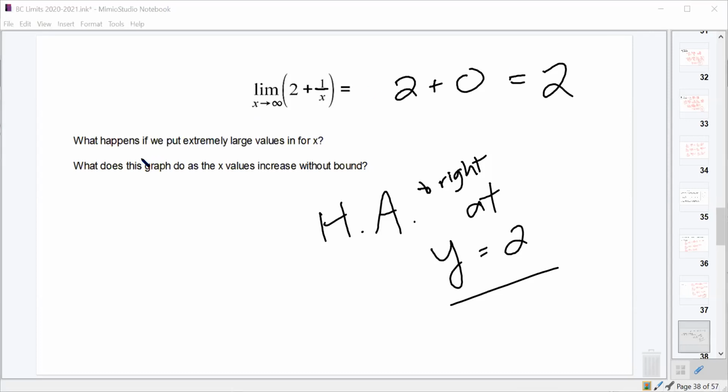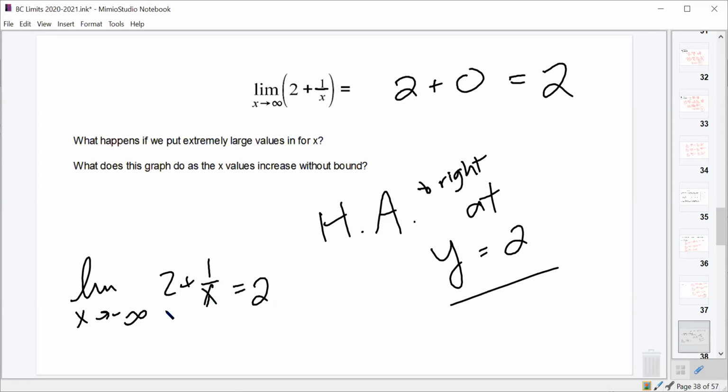We'd have to do a limit as x approaches negative infinity. So if we wanted to do the limit as x approaches negative infinity of 2 plus 1 over x, we'd see that as we plug in negative infinity, this 1 over x still approaches 0. So 2 plus 1 over x still approaches 2, and we'd see that this has a horizontal asymptote to the left as well as to the right, and we could state that it has a horizontal asymptote in both directions.